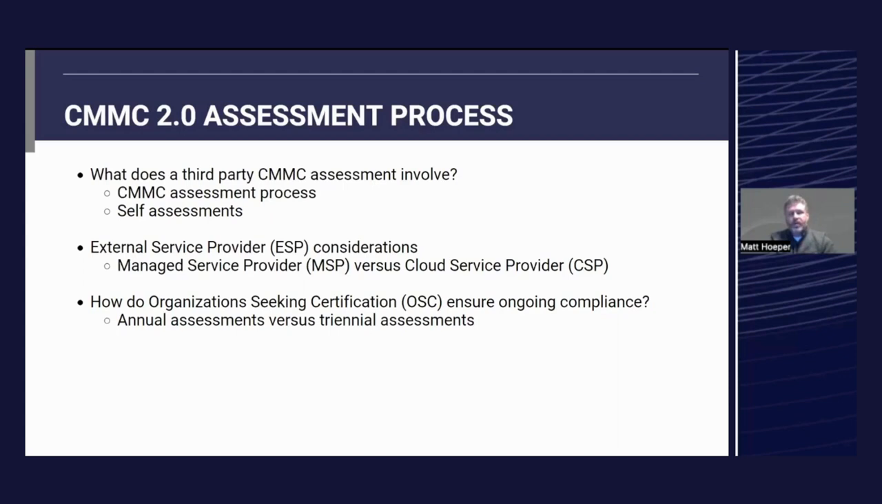When you get to the point of an 88 out of 110, you can win a contract with a conditional certification, but you have 180 days to fix those. And so we assume then that if you win that contract with that conditional certification, that you will work to close out those POA&Ms in the 180 days.